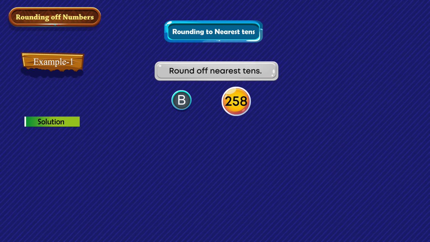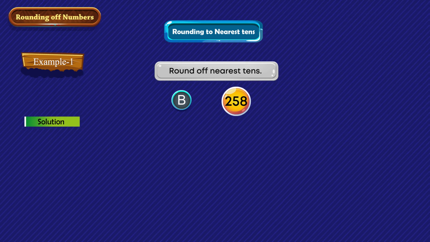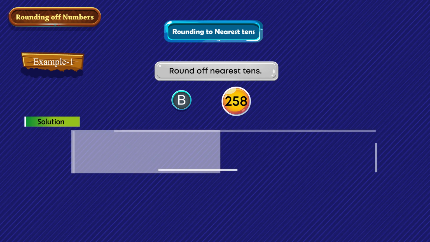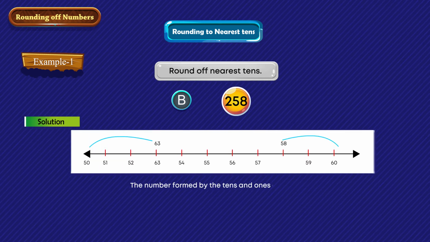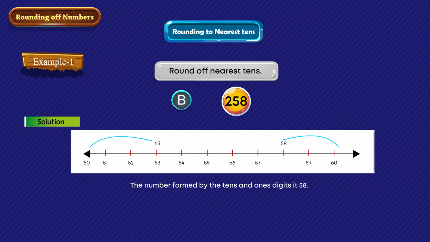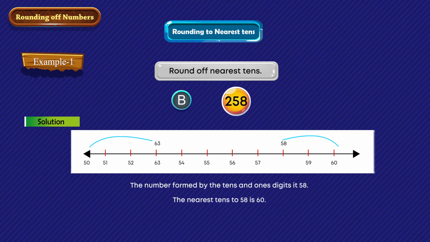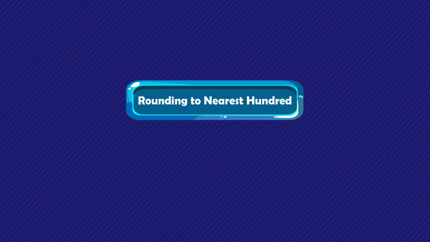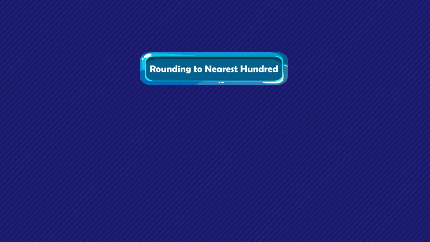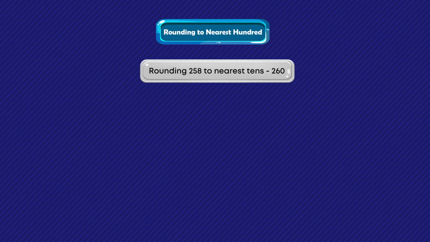B. 258. B. 258. The number formed by the tens and ones digits is 58. The nearest tens to 58 is 60. Rounding 258 to nearest tens, 260.